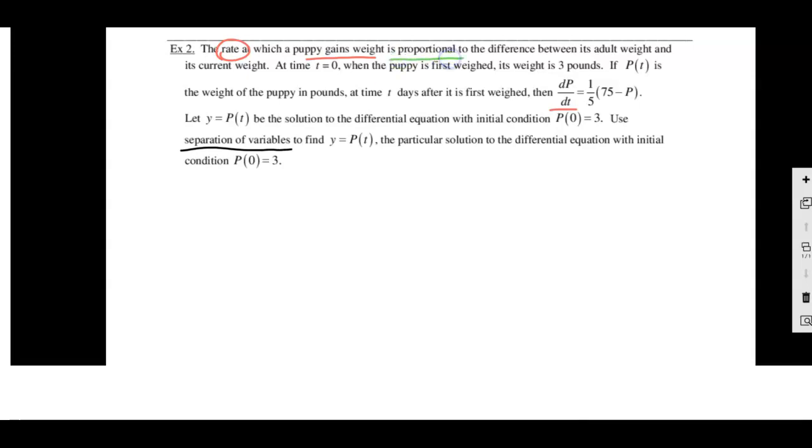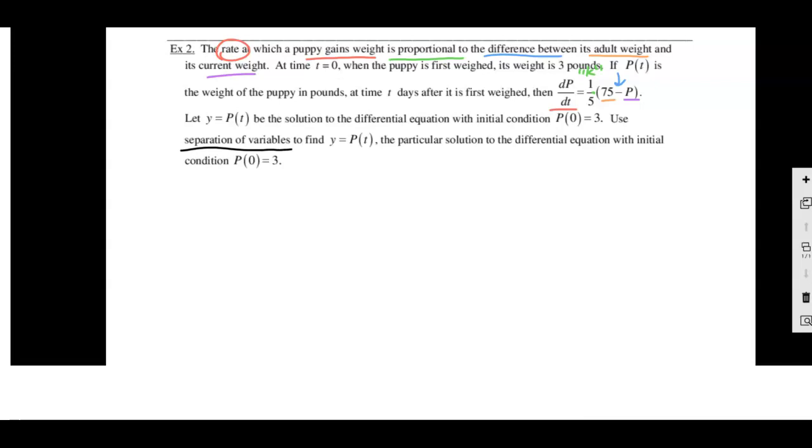And then it says is proportional to, so there's the K times. Notice your K value here was 1/5, so it's 1/5 times, and then it says the difference between, so that's subtraction, right? Difference means subtraction, and it says the difference between the adult weight, which for that breed of dog is 75, and its current weight, which was P. So the rate, that's the red part, dP dt, the rate of the weight is proportional to K times the difference, 75 minus the current weight P.